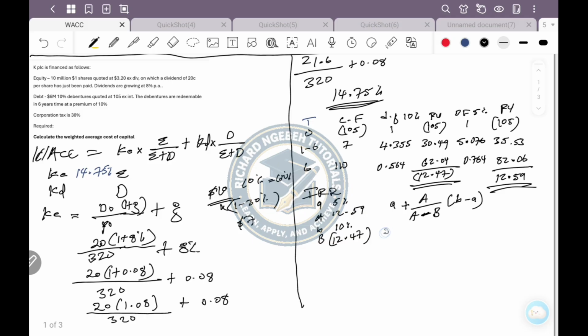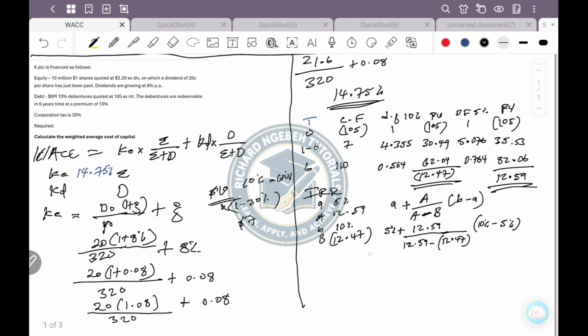5%, the lower rate, which is the A, plus the net present value of the lower rate, which is 12.59, all divided by 12.59 minus, in bracket, the net present value of the higher rate, which is 12.47. Then multiplied by 10% minus 5%.